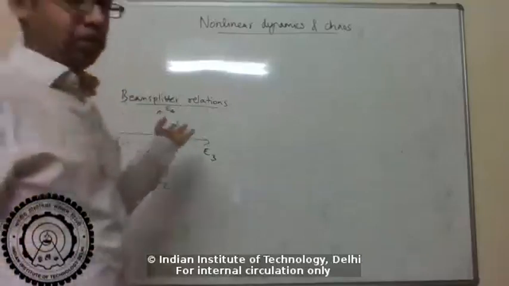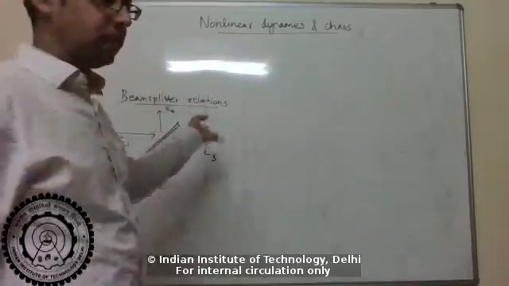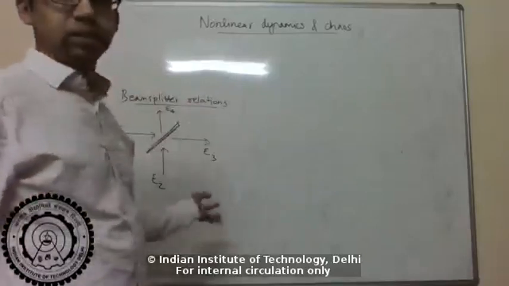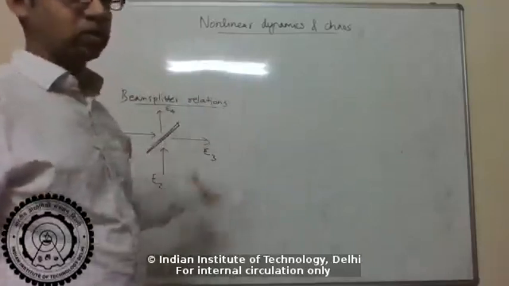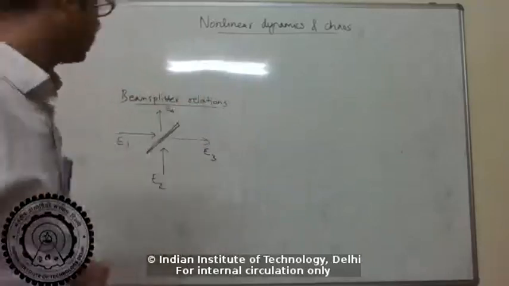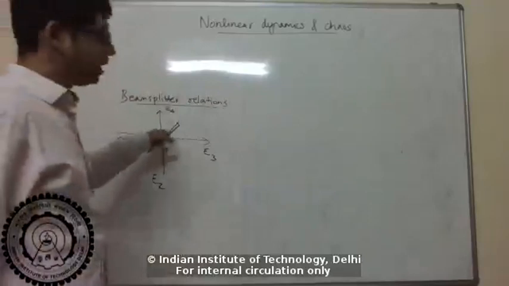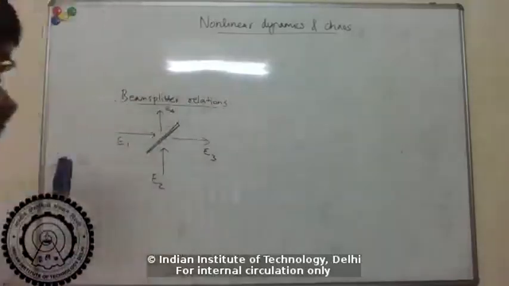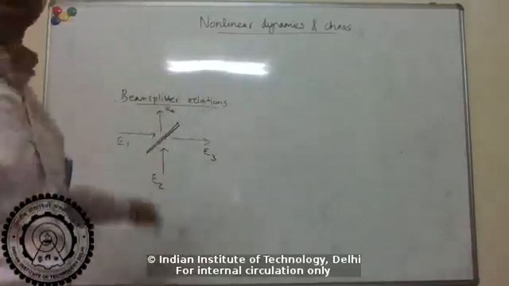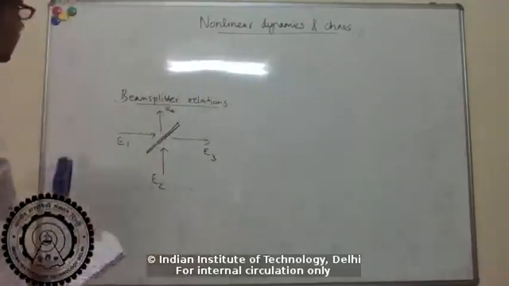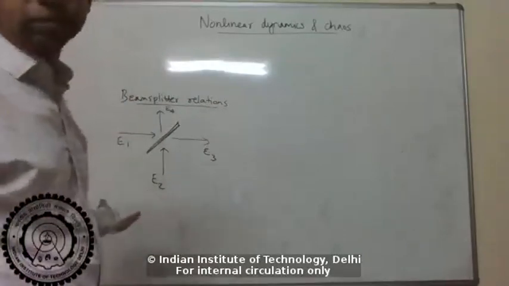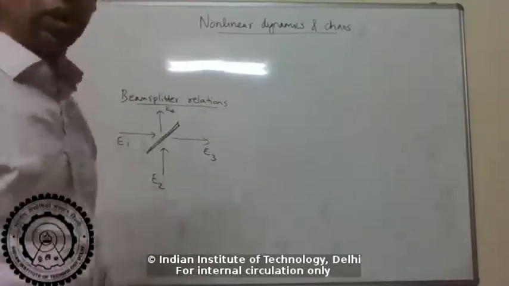Like for the mirror, it's straightforward. We just took some amplitude reflectivity, small r, and transmission, small t, and the squares of those were the intensity reflectivities, right? But here there's a subtlety, that there's some phase relationship also, which is important. This will probably be useful for you in other things you do in optics also.